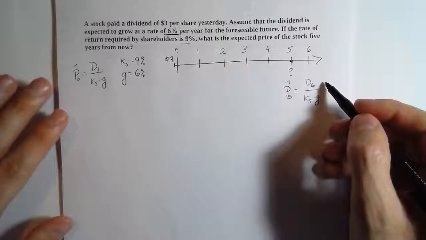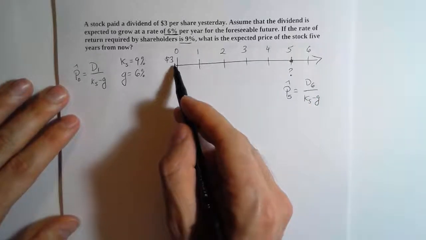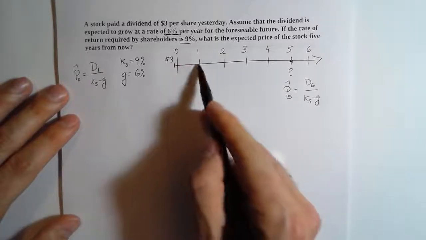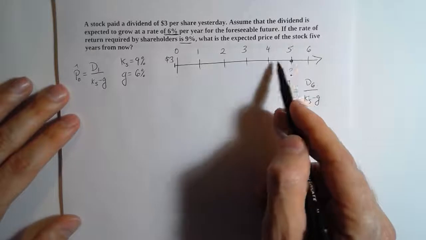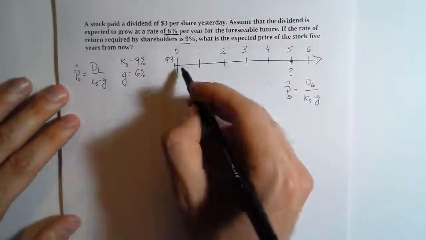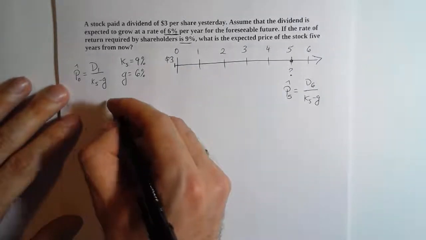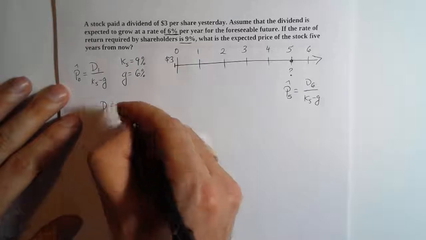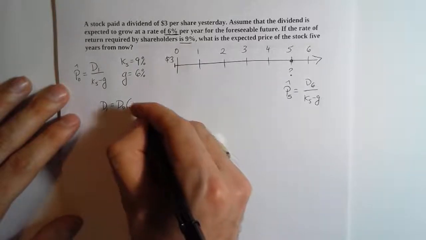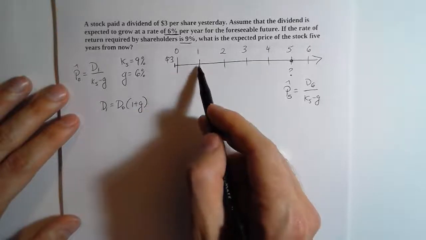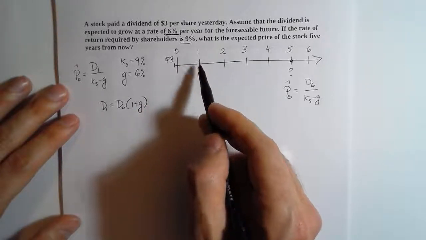Well, if we think about what we have going on here, we know that we had $3 here yesterday, and I need to grow that out 1, 2, 3, 4, 5, 6 periods. So to get from here to here, time 0 to period 1, what we would do is D1 would be equal to D0 times 1 plus G. So I would take the $3 times 1 plus the growth rate to get to D1.